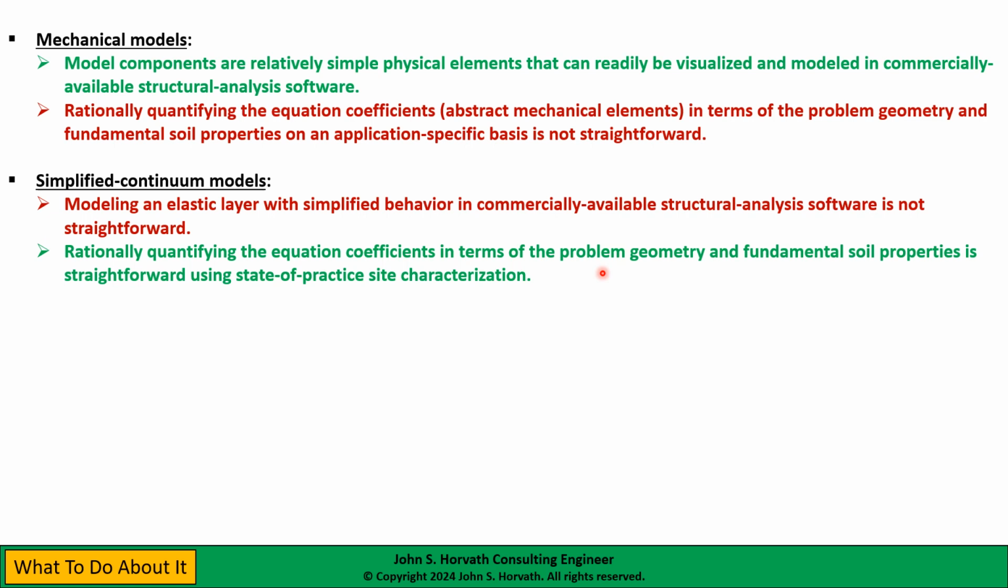some time ago I realized that the reason that people were not embracing multi-parameter models to finally replace the Fuss-Winkler hypothesis of a layer of independent axial springs is that whether you used a mechanical model or a simplified continuum model, they both had pros and cons, and it was the cons that were inhibiting people.